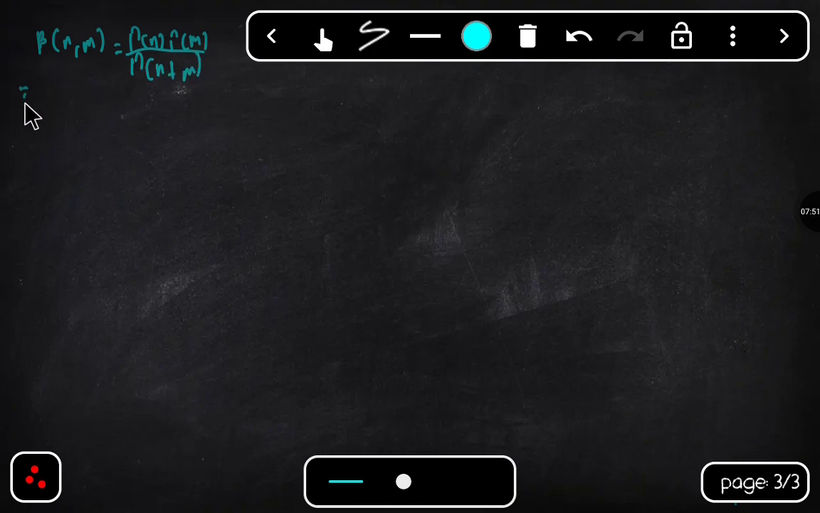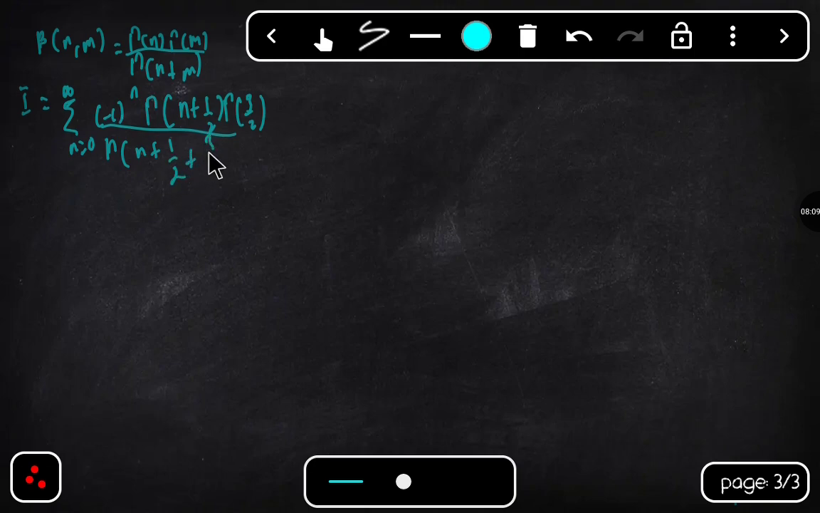So what you have now is I is equal to the sum of n from 0 to infinity of minus 1 raised to the power of n, so then gamma of n plus half, then gamma of 3 over 2, over gamma of n plus half plus 3 over 2. Okay, so this will be equal to, gamma of 3 over 2 will give us square root of pi.